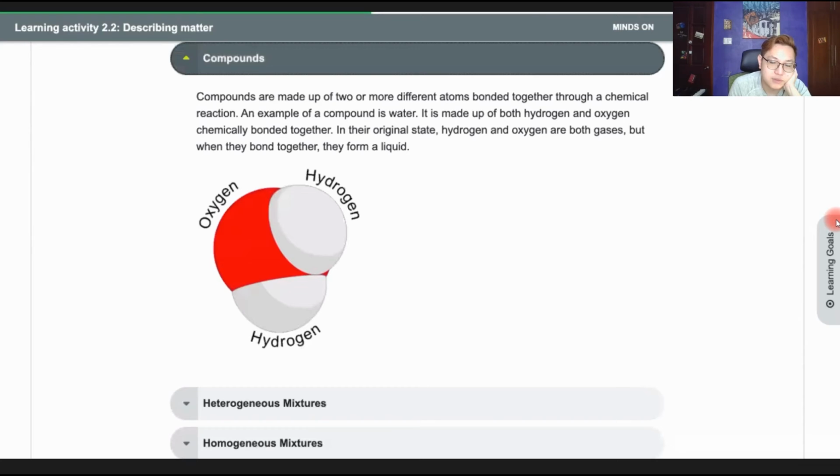Compound. Okay, remember their definition. Compounds are made up of two or more different atoms bonded together. So it has to be two or more to become a compound. For example, CO2 gas, CO gas, H2O is water, something like that.